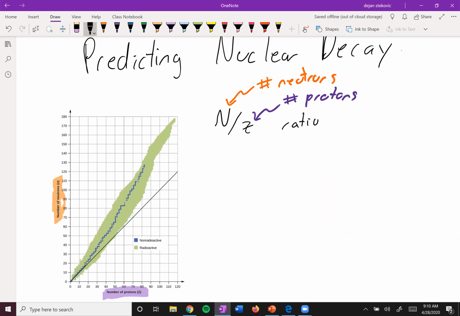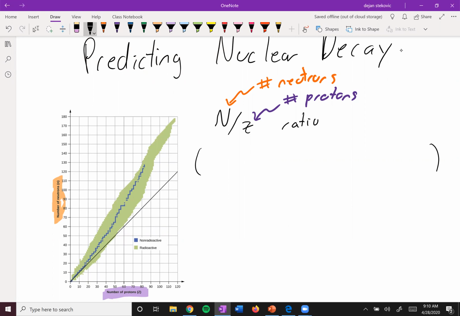And then the green is the stable areas. And so one question you might want to ask yourself is, why can't we just keep adding more and more neutrons, since the neutrons are kind of the glue holding it together? And the answer is a little bit more complicated.